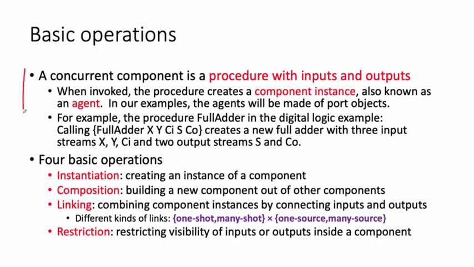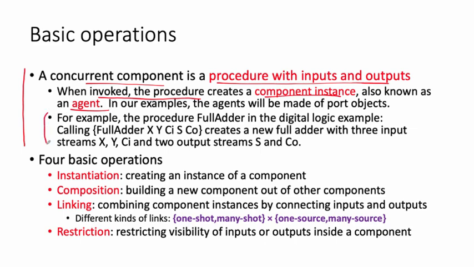So let me define some concepts. In our examples, a concurrent component is a procedure with inputs and outputs. Remember the full adder. Remember the AND gates and the OR gates, okay? When you call them, they create an agent. So when you call this procedure, it creates a component instance, which is known as the agent, okay? The component is kind of like a class. It's a template. Each time you call it, you create a new instance, which is kind of like an object.